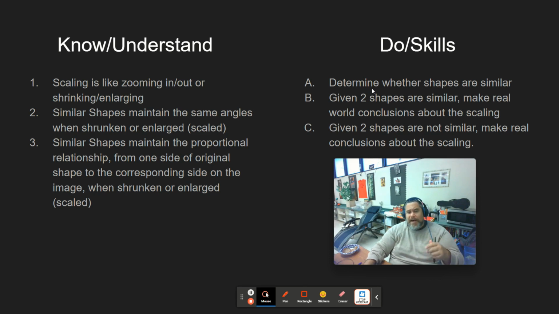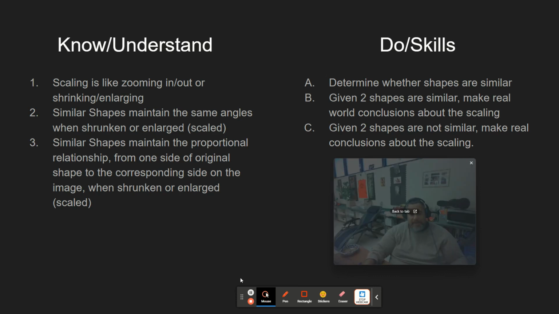You'll see. Now, what you're going to be able to do is determine whether shapes are similar, and if I give you two shapes that are similar, you're going to be able to make some conclusions about the scaling. Did I scale it right? Did I scale it wrong? And then if they're not similar, you're going to be able to make similar conclusions about it. All right, so that's where we're headed.